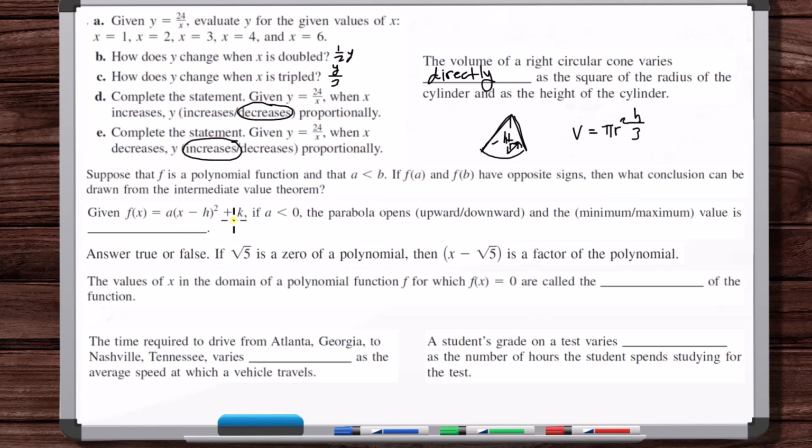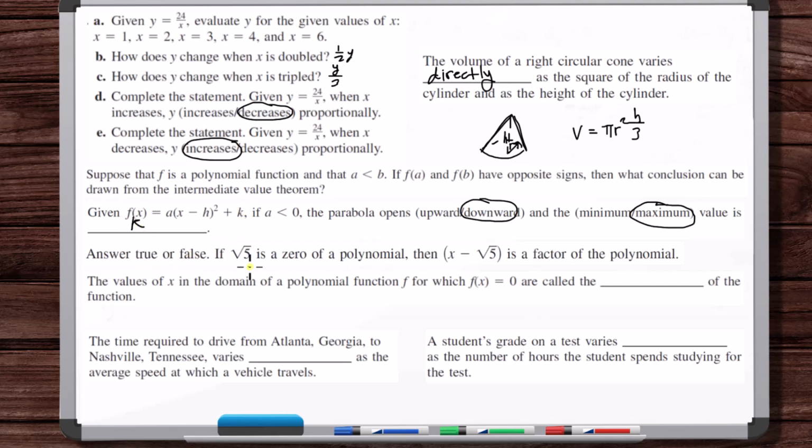Given f of x is equal to, here's the vertex form of a quadratic equation. If a is less than 0, the parabola opens downward, and the maximum is the y coordinate of the vertex.